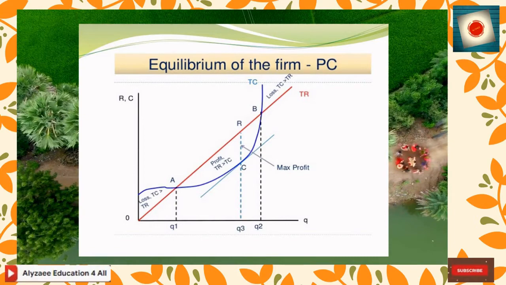So this gives us the maximum profit ratio where total revenue is greater than total cost.